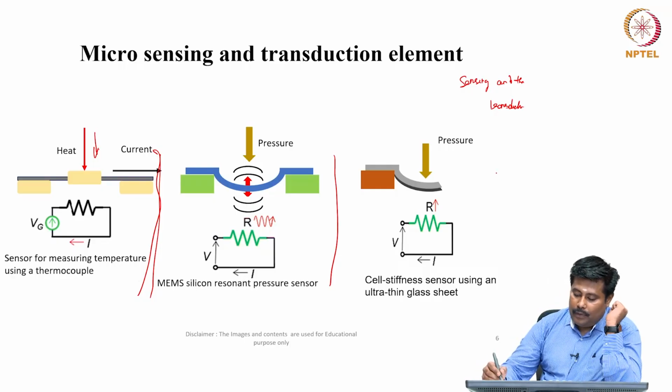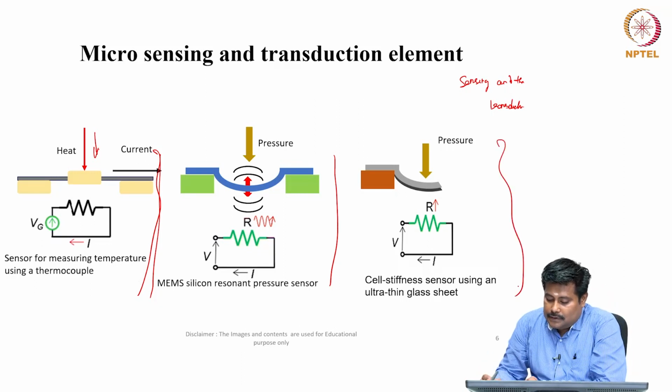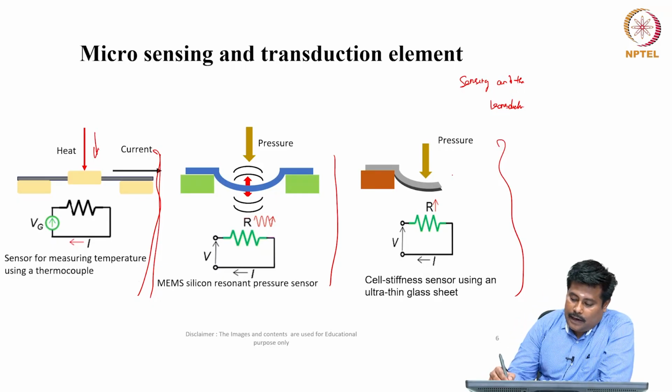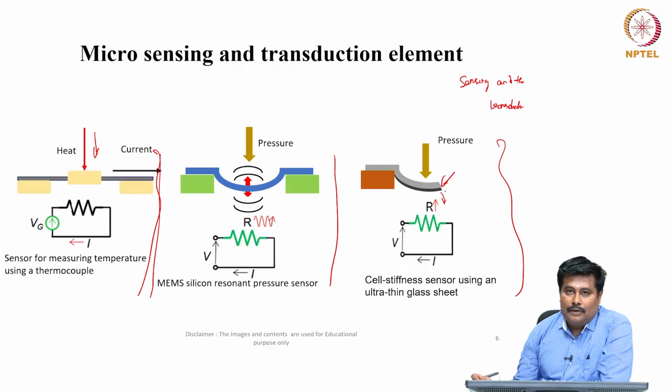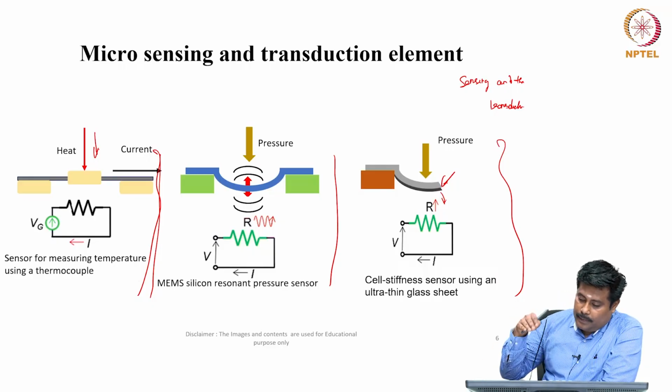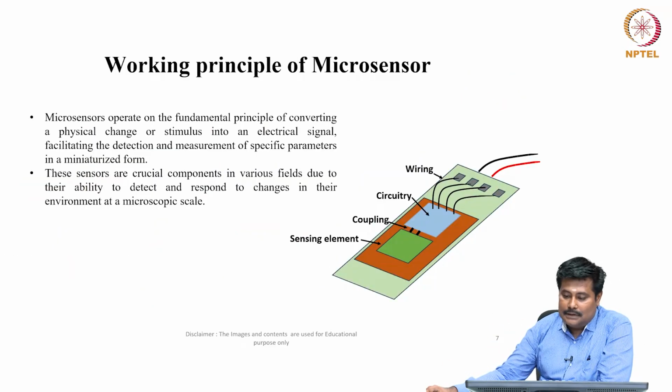Let us take an example of this third system, called a self stiffness sensor using an ultra thin glass sheet, where there is a cantilever and a pressure is exerted on it. When we induce a pressure, there is going to be a deflection, and the deflection is measured using a transduction element which is available over here. So, the pressure is measured using a cantilever and the change in the pressure is measured with the help of this transduction element.